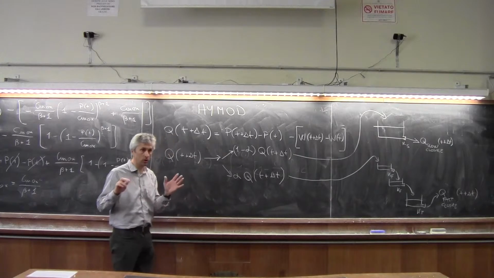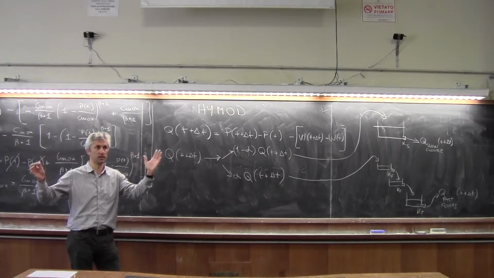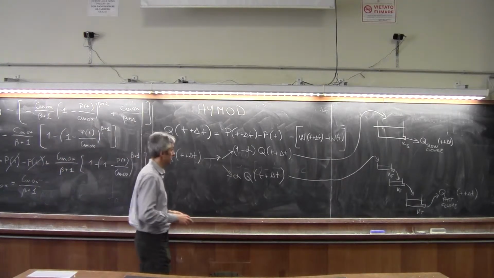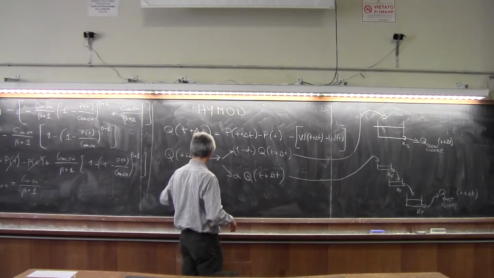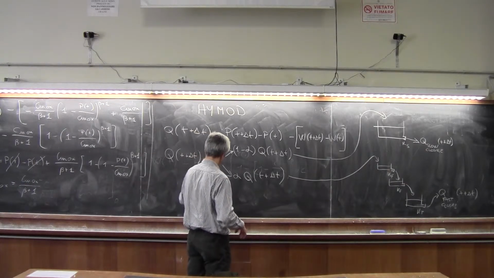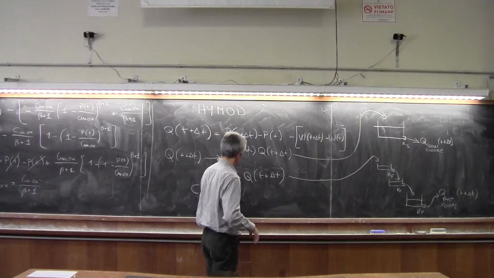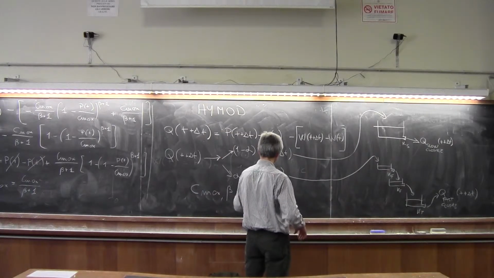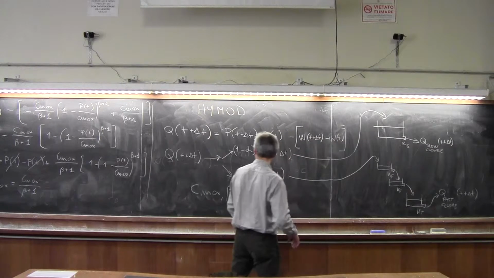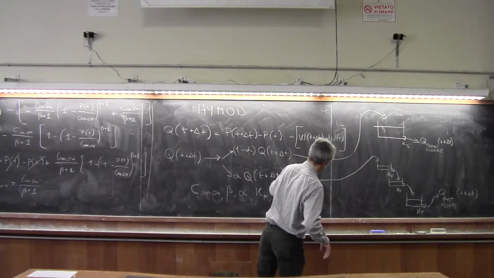What's important to note is the total number of parameters that I have introduced so far. The parameters are Cmax, beta, alpha, Kf, Ks. 5 parameters.